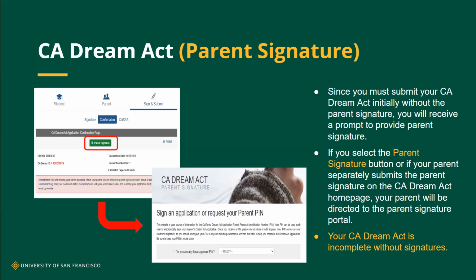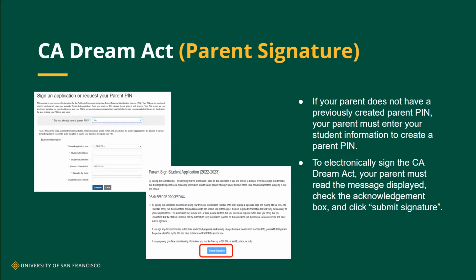If you select the parent signature button, or if your parent separately submits the parent signature on the California Dream Act homepage, your parent will be directed to the parent signature portal. Your parent will need to create a PIN to sign the Dream Act. So if your parent does not have a previously created PIN, they must create one, and it'll prompt the instructions on how to create a PIN. And then to electronically sign the Dream Act, they'll be displayed with a little box that they have to click and agree that they filled out the application to the best of their knowledge, and then submit the signature.